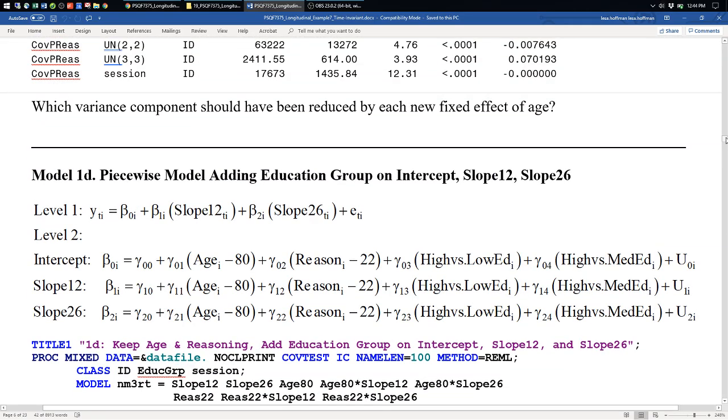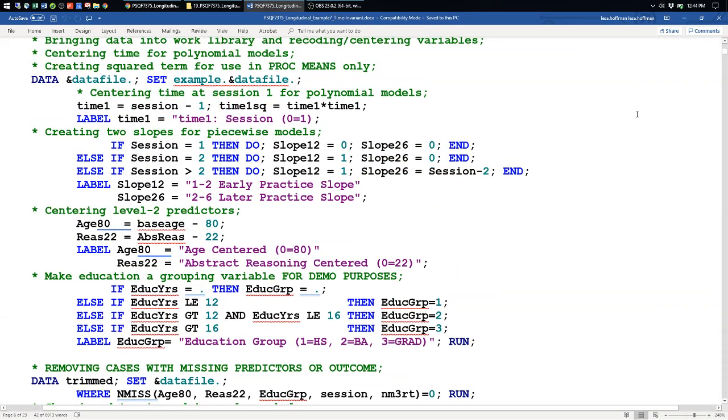Let me go back to the very beginning where I created my slopes. Slope 2, 6 is session minus 2. So if I give it a value of 4, that means I'm asking for session 6. And at session 6, slope 1, 2 retains its value of 1.